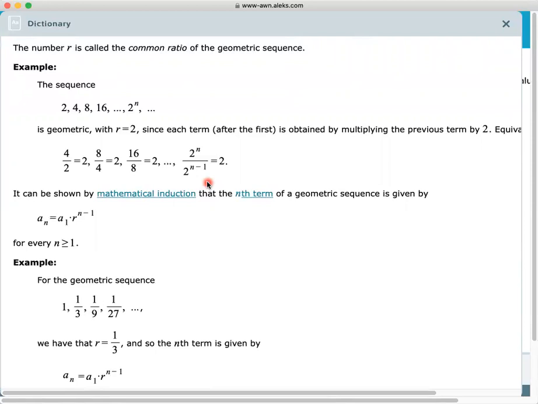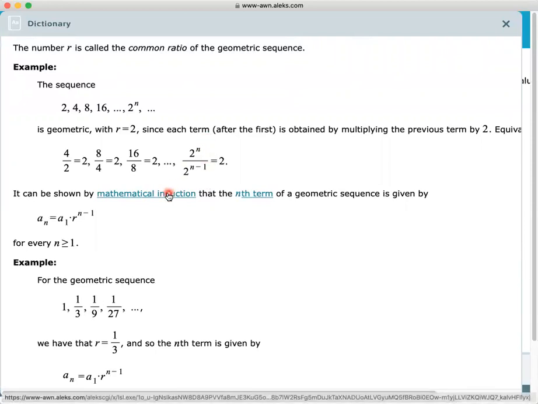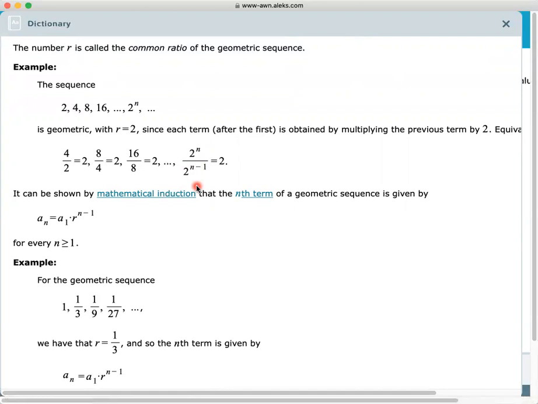And you're thinking, wait a moment, how does that happen? Well, the 2 to the n's cancel, and you have 1 over 2 to the minus 1, which means if it's negative, you flip it. So each value is 2 when you do the division. So r is called the common ratio.